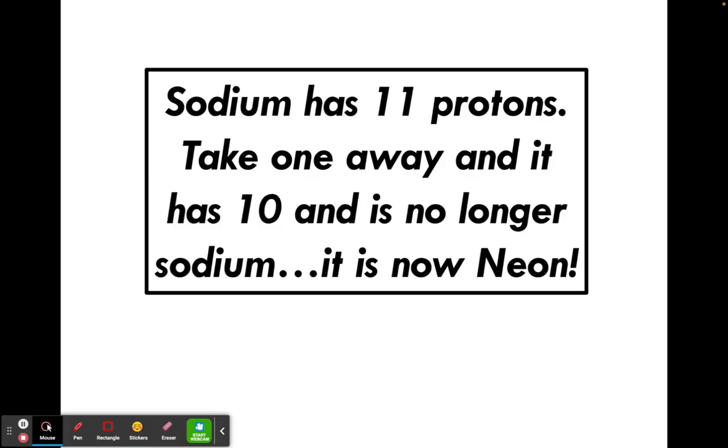If you take away one proton, now it'll have 10, right? So now this element has 10 protons. It is no longer sodium. It is now neon. So you look up neon, you'll find Ne on the periodic table for number 10. Okay, so changing protons changes the element. Changing electrons, however, does not change the element.